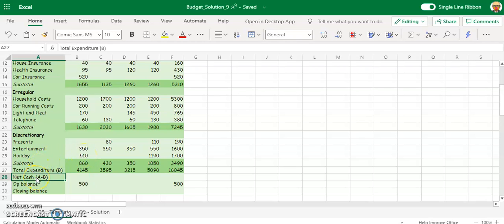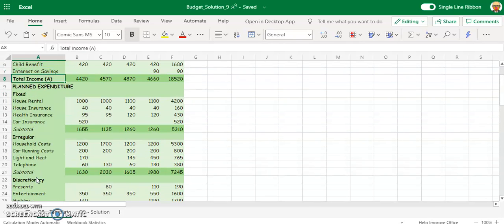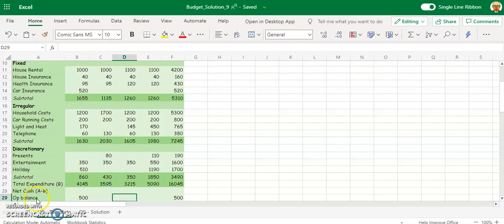So A, we will see up here as part of our income, we will have a figure for total income. So these figures are our A's: 4,420, 4,570, 4,870, 4,660, and 18,520. Each one of these represents January, February, March, April, and the total. That's your A.